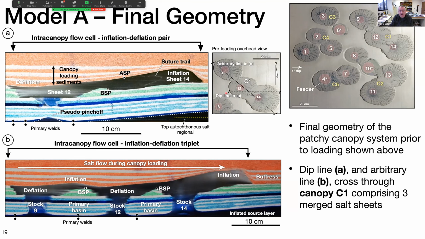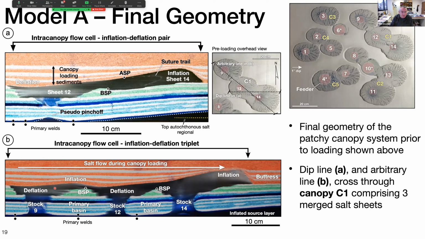And here is a dip line, which is A here, and this is sheet 12 here, and you can just see the suture trail between sheet 12 and 14 here. Here's the basal suture point, and you can just about see the apical suture point here. And then here is an ARB line through 9, 12, and 14 here.